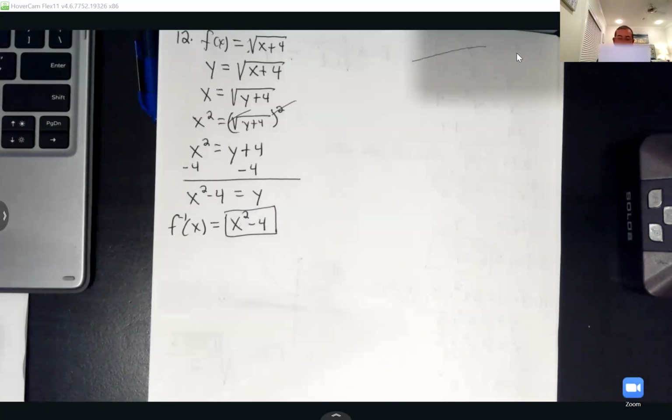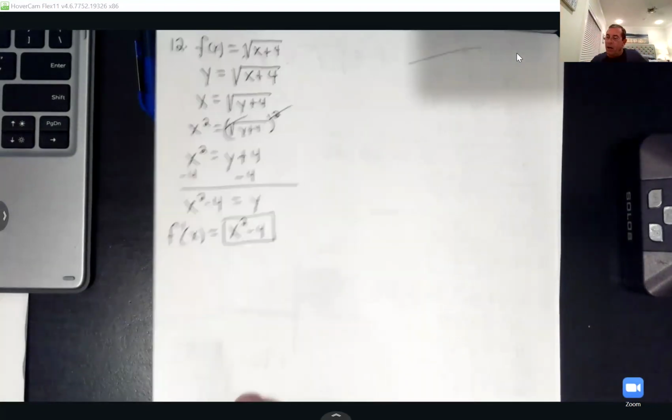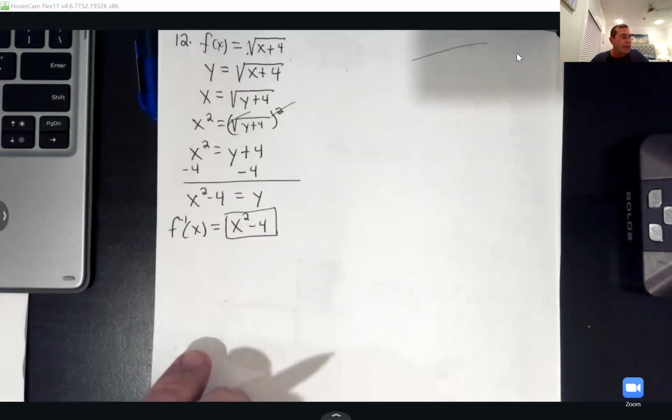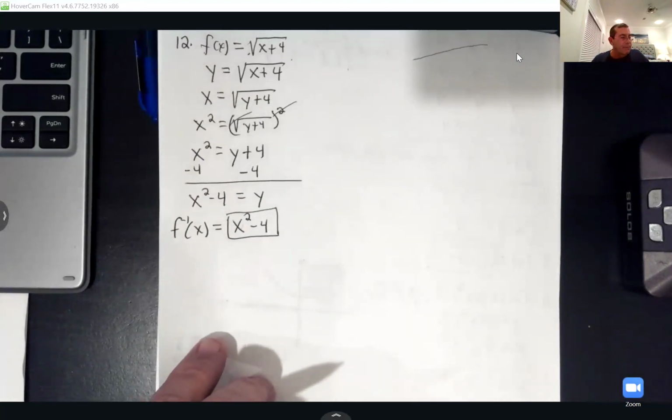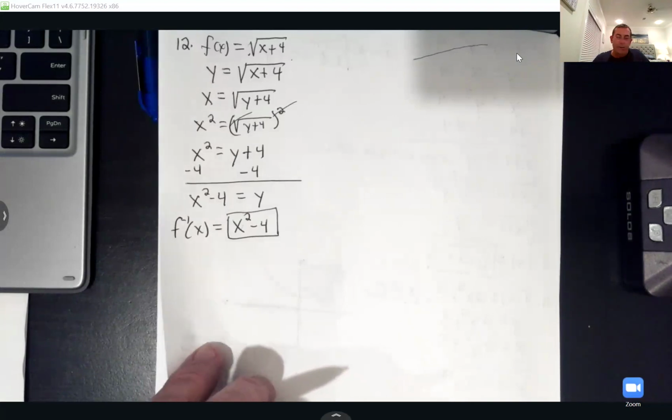All righty, y'all. So that is the college algebra 9.2. So I'm going to stop that share.